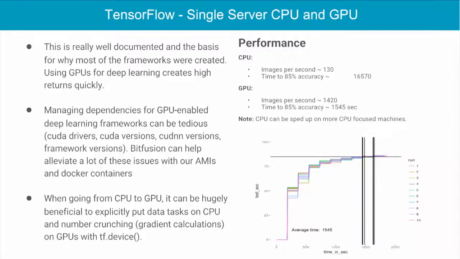For the single server, the CPU and the GPU performance is as follows. The CPU was processing about 130 images per second, and it took around 16,500 seconds to get to 85% accuracy. When you compare that to GPUs, you get about 1,420 images processed per second, and your time to accuracy is 1,545 seconds. So it was a speedup of about 10x when you move from CPUs to GPUs on TensorFlow. What you see there is the time it took me to get to 85% accuracy. The reason it's a stepwise or piecewise graph is I only updated the accuracy every 5 epochs.